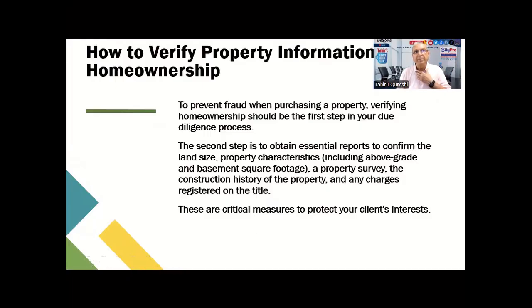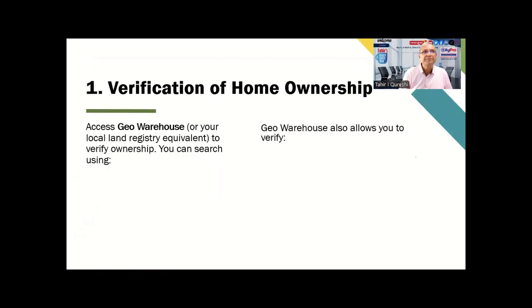Again, how to verify property information. The idea is to prevent fraud when you're purchasing a property. Verifying home ownership should be the first step in your due diligence process. The second step is to obtain essential reports to confirm the land size, which is the lot, property characteristics, including above grade and basement square footage, a property survey, the construction history of the property, and any charges registered on the title. These are the critical measures to protect your client's interest.